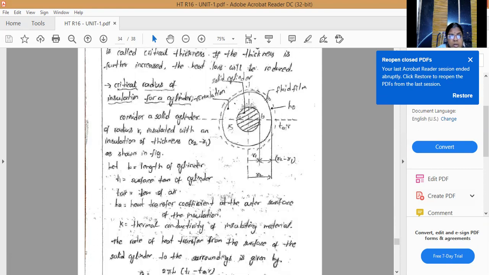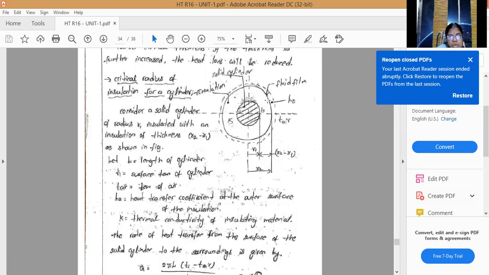Okay, now here is the critical radius of insulation for a cylinder. This is R1, and around that cylinder is the insulation. The radius of the cylinder is R1, and the radius of the insulation is R2. The difference R2 minus R1 is called the thickness of insulation. This is a solid cylinder, and this is the outer surface. The heat transfer coefficient is H naught, and the thickness is T. The solid material has thermal conductivity K.